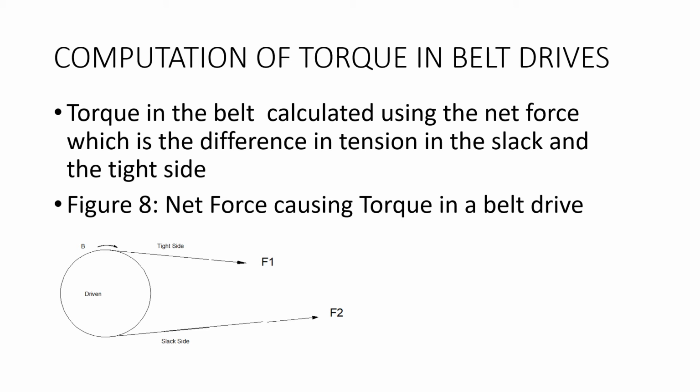Computation of torque in belts. When you have a belt being driven by one pulley and causing rotation on the other pulley, one side of the belt is called the tight side, where the belt is very tight, and the other side normally is slack. It is not tight. So the actual force causing rotation on the driven pulley is the difference between the tension force on the tight side and the tension on the slack side. It is the difference.